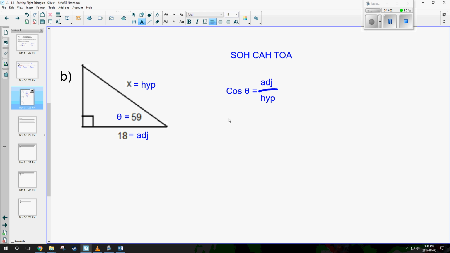So let's plug in what we know into our formula. So we have cos theta is our angle of 59. Adjacent is 18. And our hypotenuse is x.